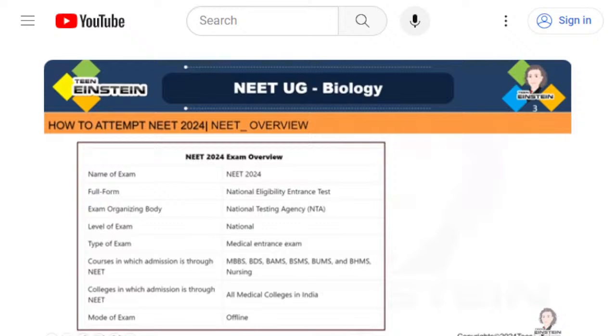As an overview, NEET exam 2024, the National Eligibility cum Entrance Test, is conducted by the National Testing Agency, and this is a national level medical entrance exam. Through this you will get admission to MBBS, BDS, BAMS, BSMS, BUMS, BHMS and nursing courses, and to all medical colleges in India. The mode of the exam is offline. Clear?